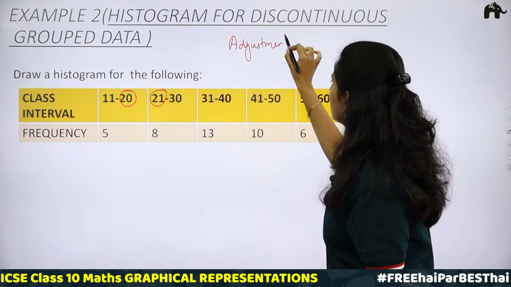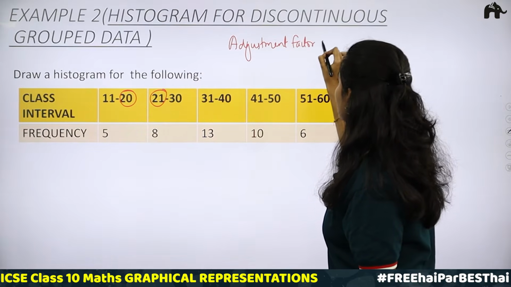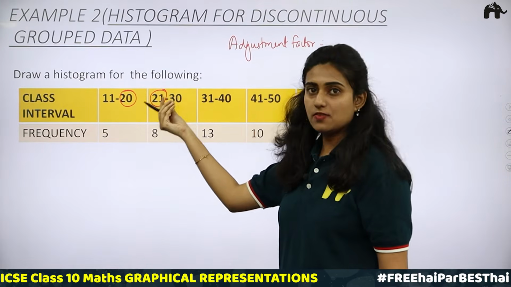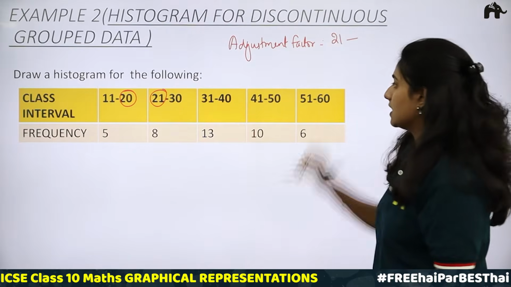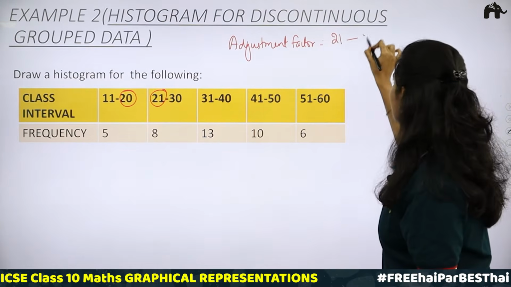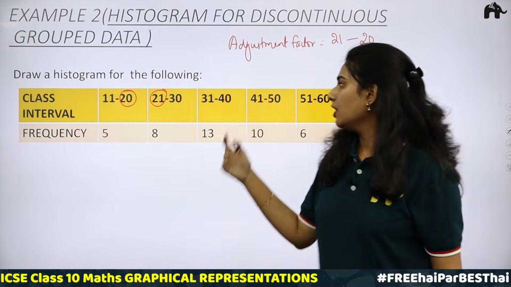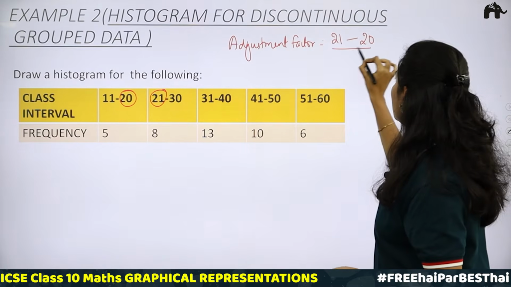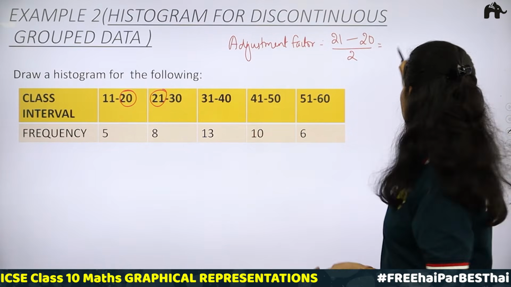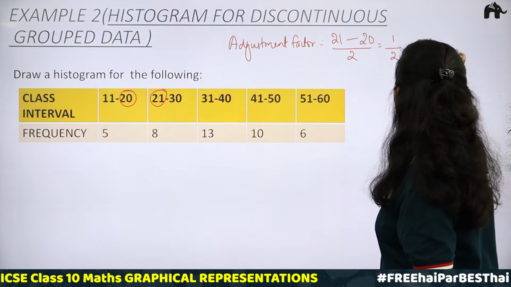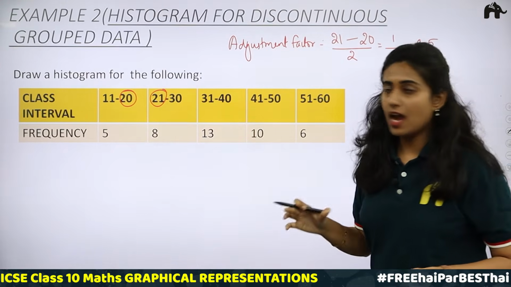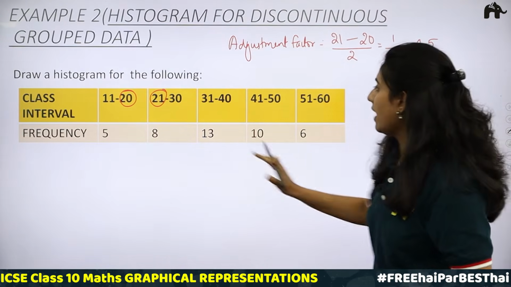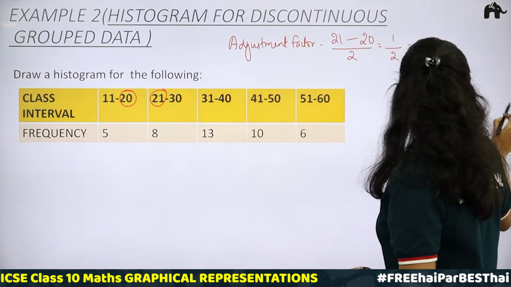Adjustment factor. How to find the adjustment factor? First, we take the lower limit of the second interval, here 21, minus the upper limit of the first interval. It is not necessary to take the first and second interval; you can take the second and third, that is, the very next consecutive intervals. Divided by 2. 21 minus 20 is equal to 1, divided by 2, and that is 0.5. So we are going to add this 0.5 to all the upper limits and subtract 0.5 from all the lower limits.